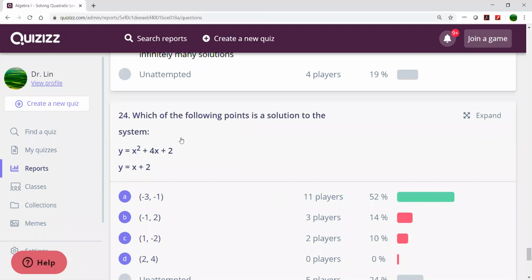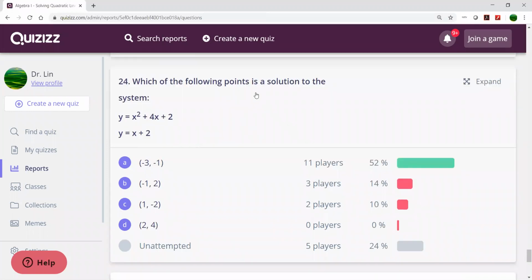Okay, let's see this one. Which of the following points is a solution to the system? That will be easy for you guys, because you just need to put a number in and check whether it makes sense or not. But why do so many people still get it wrong?